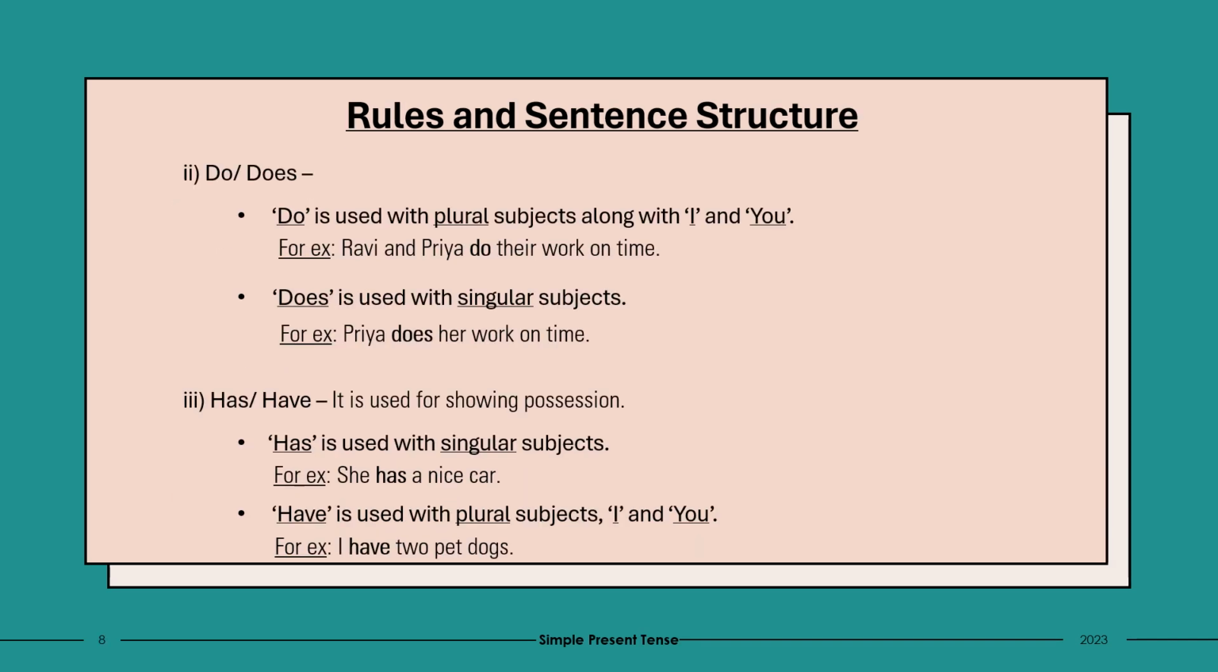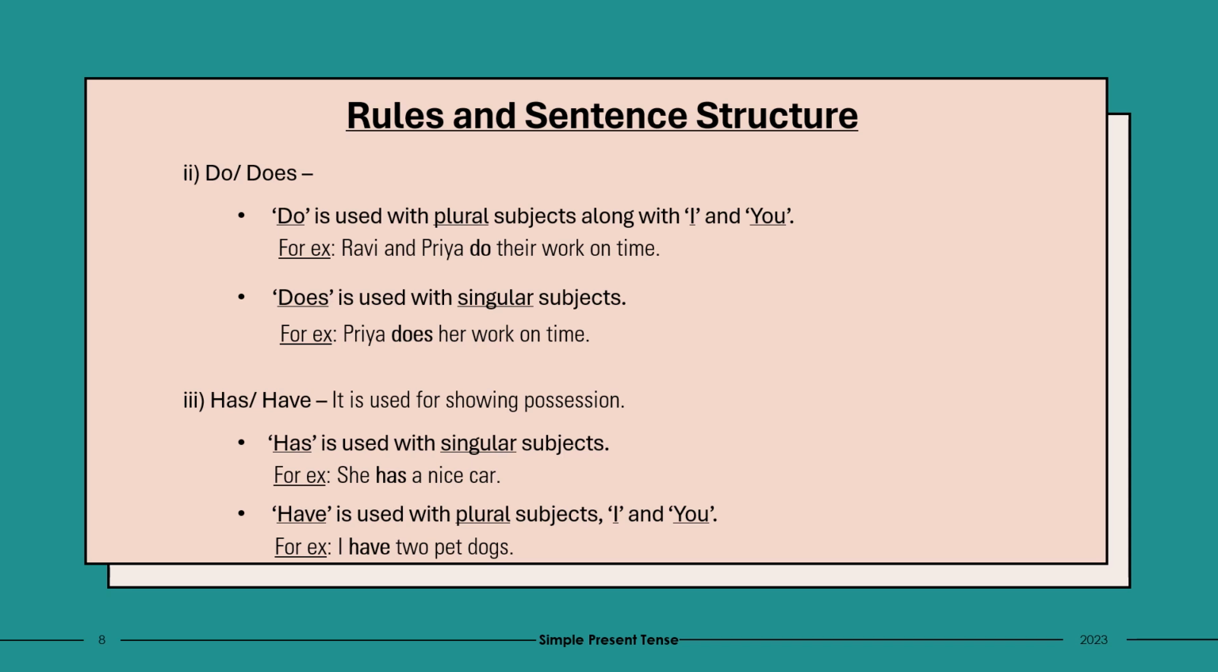The next auxiliary verb that we are going to deal with is do or does. Now, if you remember my rule, then you all must already be knowing that does is used with singular subjects. Why? Because does is ending with es. Es means singular subject. So, with singular subjects, we use does. For example, Priya does her work on time.